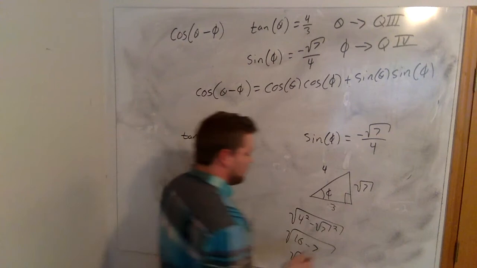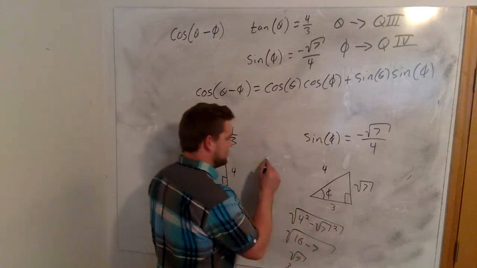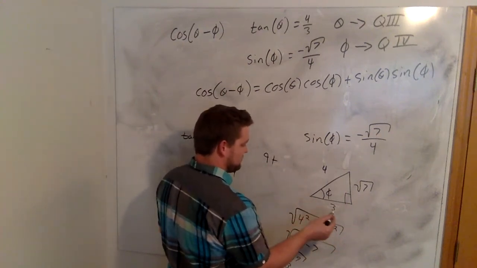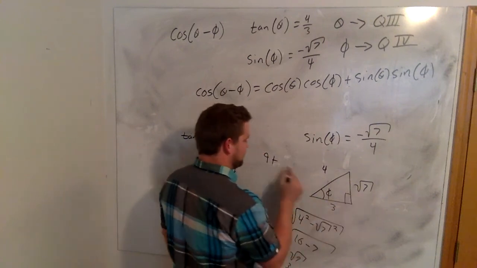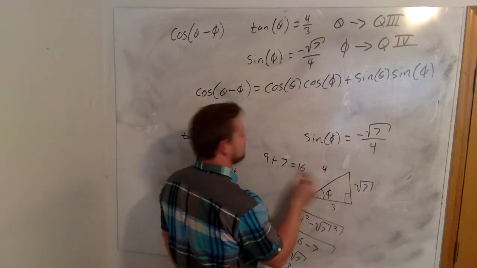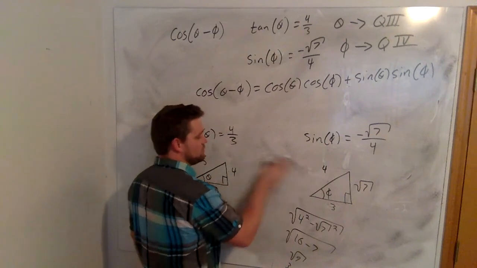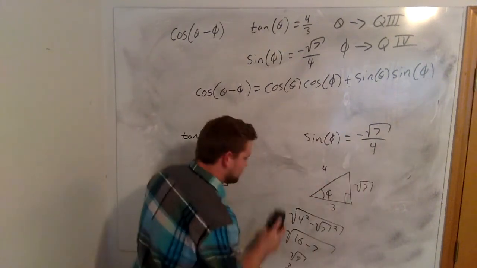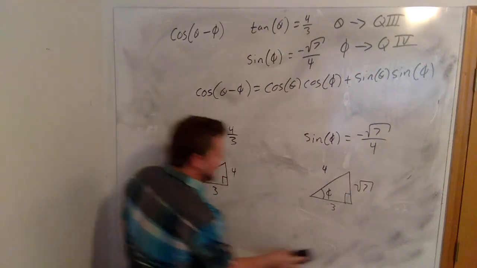Okay, and hopefully you know the Pythagorean theorem, what is 3 squared? So 9 plus root 7 squared, so 9 plus 7, what is that? 16, which is equal to 4 squared. So the Pythagorean theorem here works. Beautiful. All right.